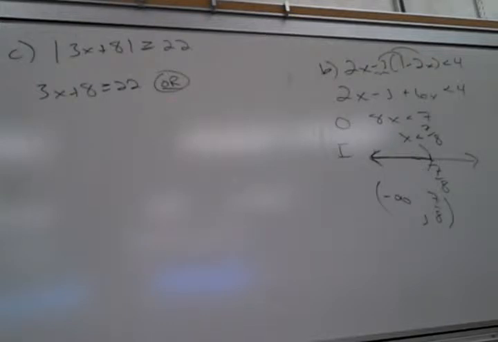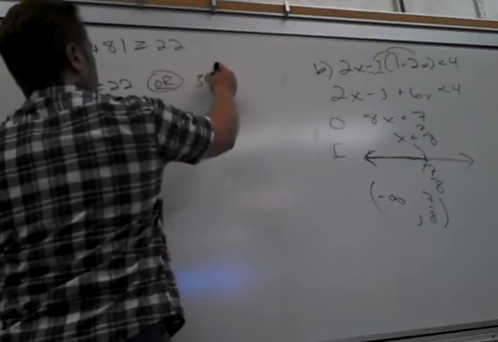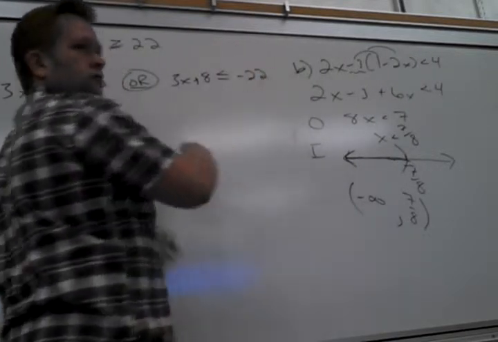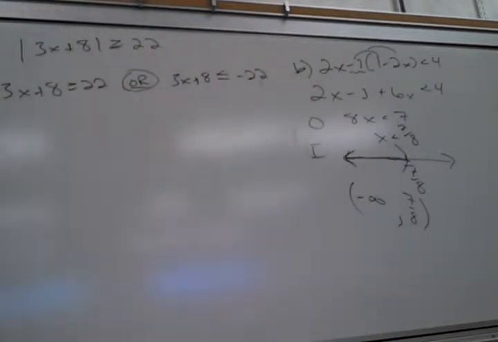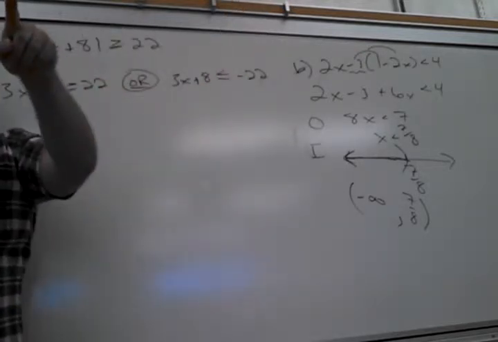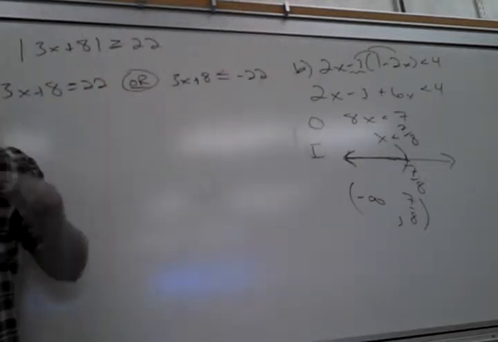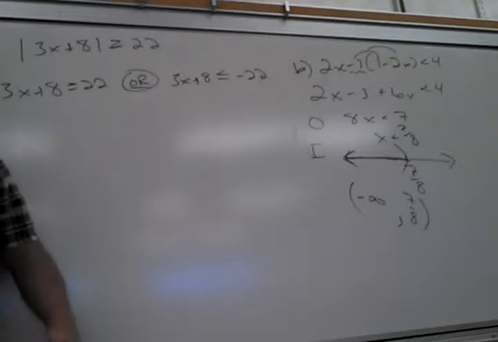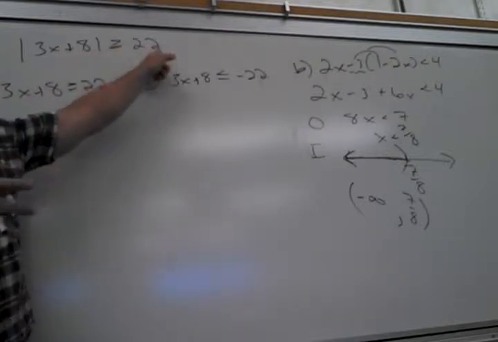So what's the other way for this to happen? 3x plus 8 is less than or equal to negative 22. Give me a number that's less than or equal to negative 22. I was waiting for you to say negative 22. Negative 23 is less than or equal to negative 22, right? And what's the absolute value of negative 23? 23. And that's greater than or equal to 22, right?